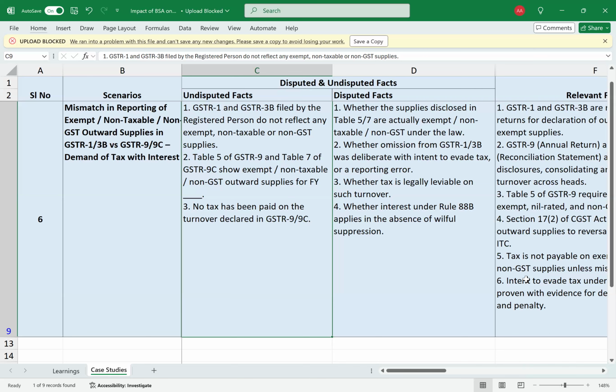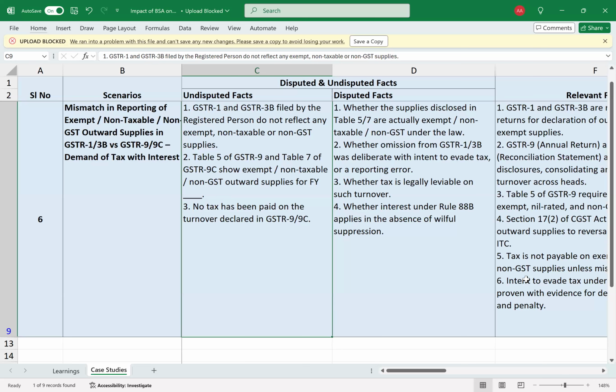Now, the first point, the supplies which are disclosed in Table 5 or 7 are actually exempt. Is that disputed? Yes, sir, the dispute is because ultimately the allegation in the notice would be that this amount has been an afterthought, and to reconcile with the balance sheet, we have put the figure in the GST 9 as exempt supply. If it had actually been an exempt supply, you would have disclosed it in 1 and 3B throughout the year.